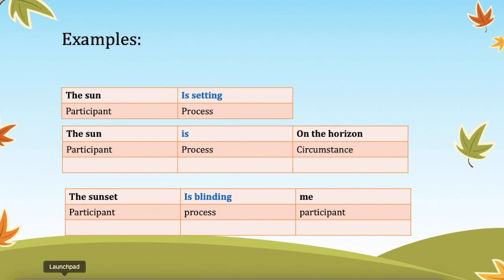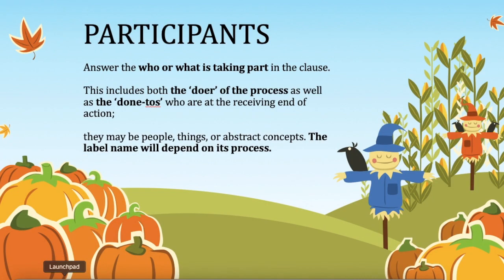Clausal configuration in transitivity. Number 1 is the participants. They are the resources for sorting out animate or inanimate beings taking part in an event. They may be people, things, or abstract concepts. The label name will depend on its process. Participants answer the who or what is taking part in the clause.